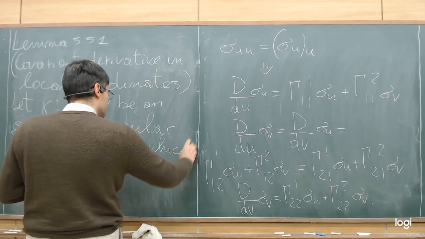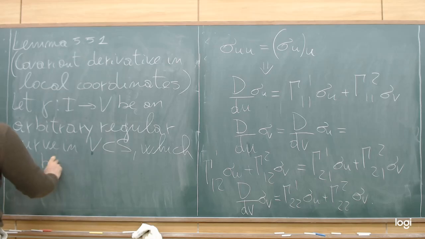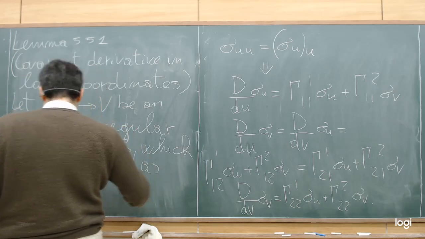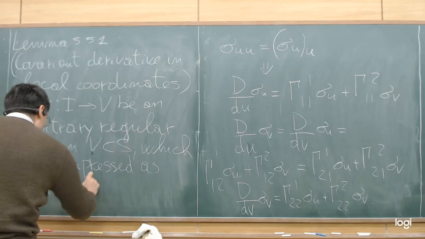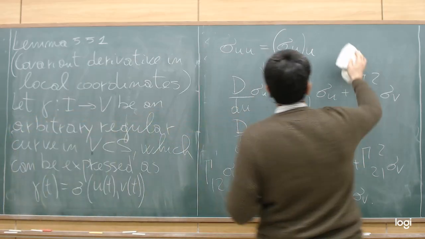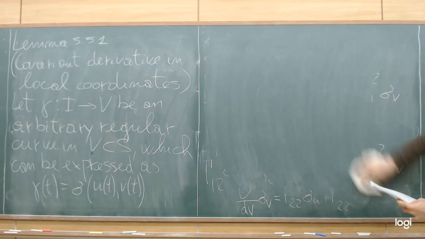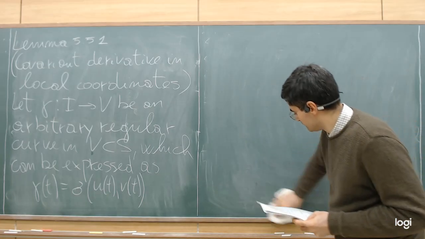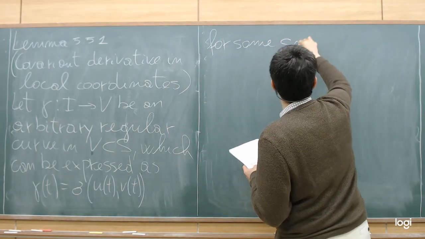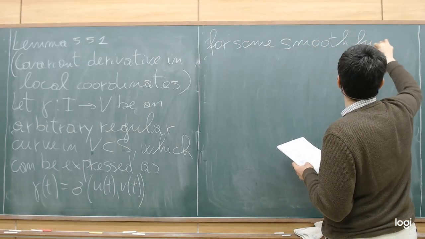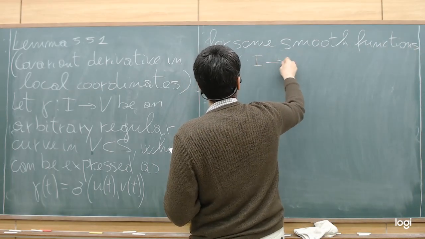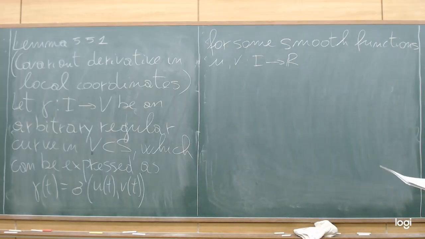And we suppose that this curve can be expressed as gamma t equals sigma of u t, v t, for some smooth functions u, v defined on I with value in R.